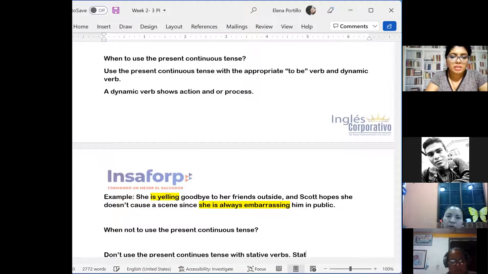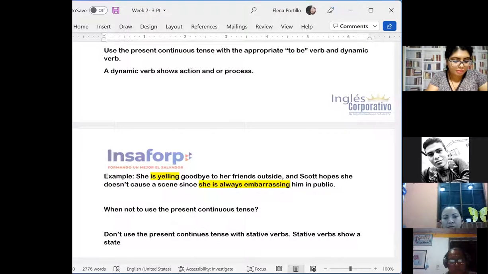These stative verbs show a state of being.